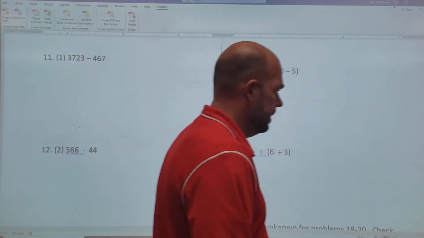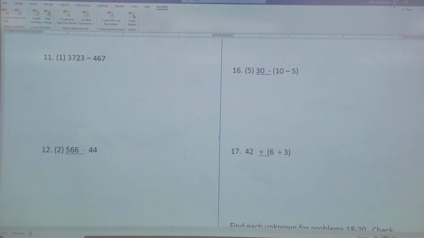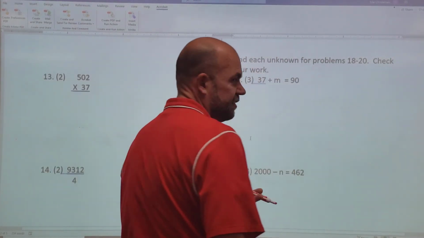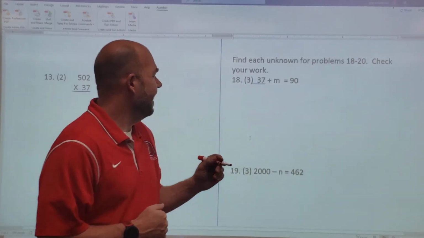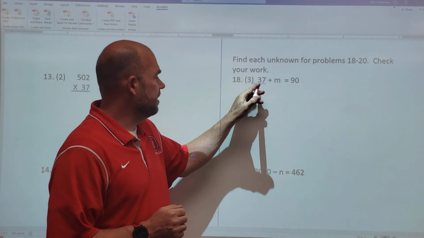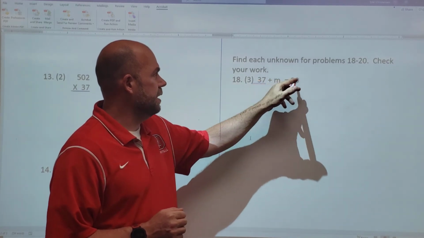All right, heading down to our last few problems. It says find the unknown for problems 18 through 20. This is where math starts to get fun. We're looking at algebra or pre-algebra. So here from lesson 3, we see 37 plus m equals 90.